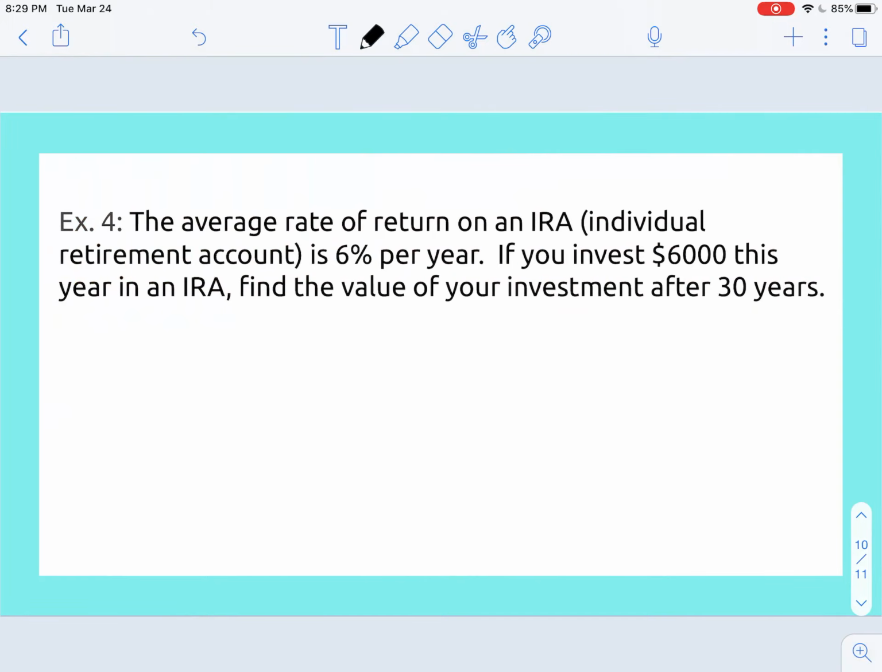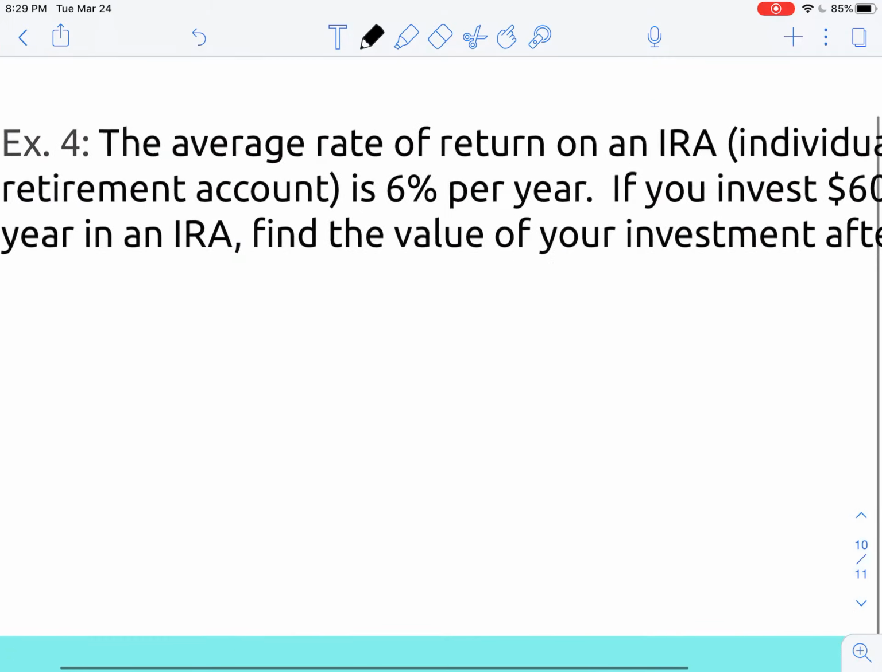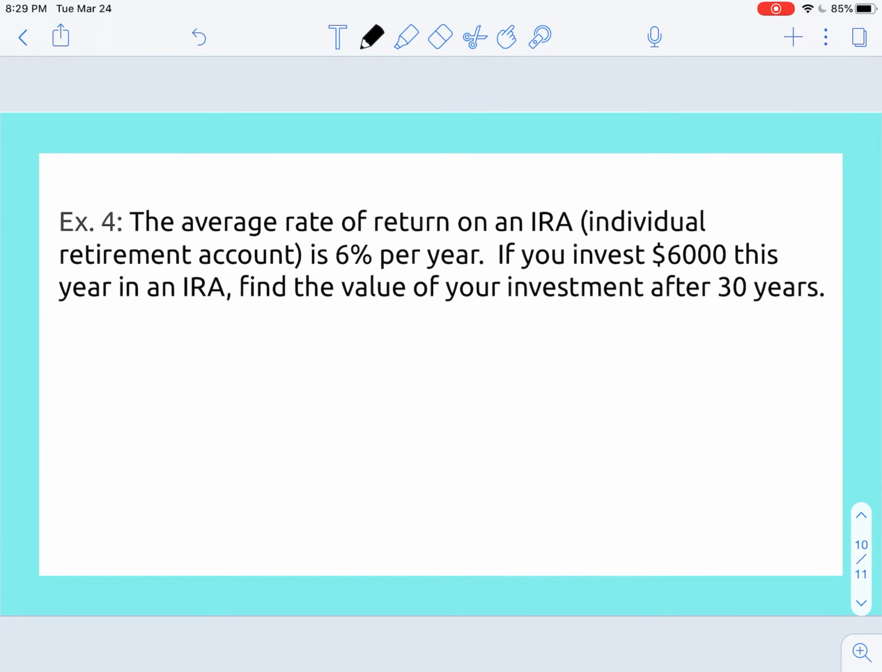All right. So the average rate of return on something called an IRA, or an individual retirement account, is 6% per year. Now, I think right now with our pandemic going on, 6% is definitely not real, but on the average, every year you can expect that your retirement account will earn about 6%, okay? So if you invest $6,000 this year in an IRA, find the value of your investment after 30 years.